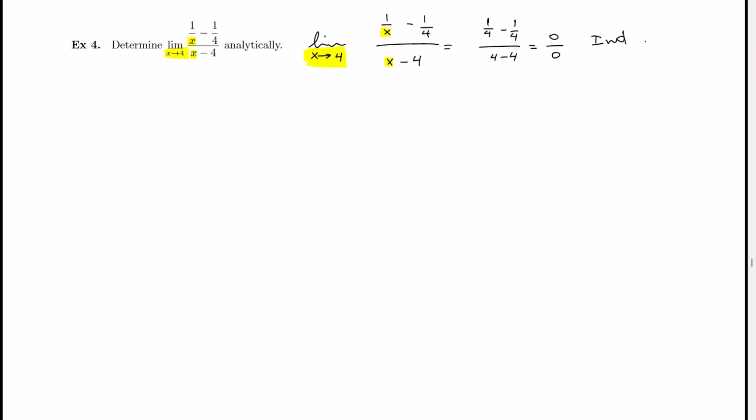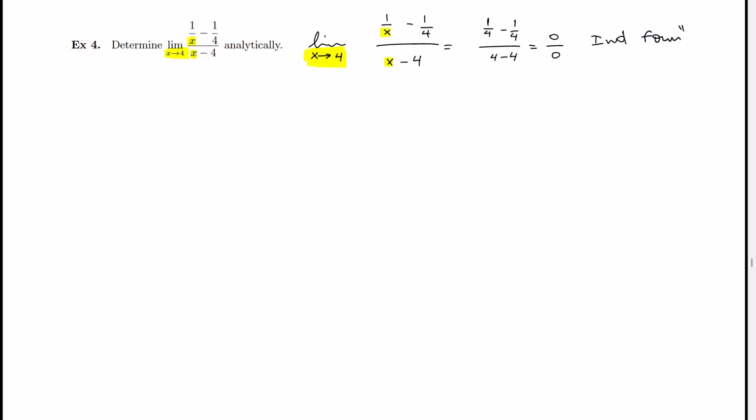Okay, now looking at example number 4, we have the limit as x approaches 4, and we will have some x's. Let's see what happens if we try the substitution method. It's always recommended that you try the substitution method before you start thinking about some other option. So I'm going to first notice that x is approaching 4. If I replace x's with 4, what do I get? It's clear I get 1/4 minus 1/4 divided by 4 minus 4. So the numerator is going to be 0 and the denominator is going to be 0. And this is what we call an indeterminate form.